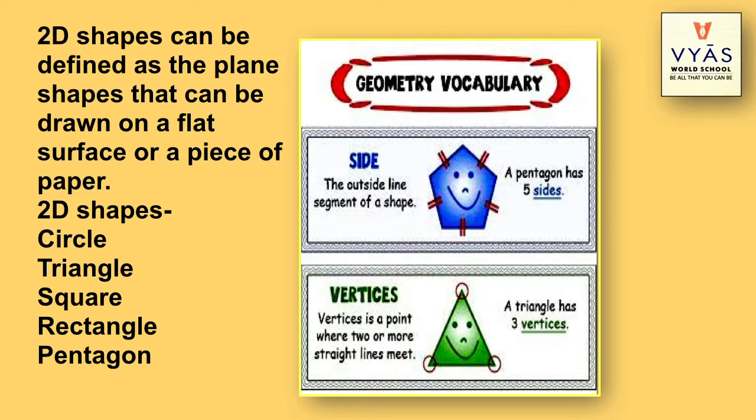Now next we are going to study about the vertices. Vertices in common language are known as the corners, where two or more lines meet. So vertices are points where two or more straight lines meet. For example, when we draw a triangle, like here also a triangle is made. So a triangle has 3 vertices. Again I'm telling you, a vertex is a point where two or more straight lines meet.